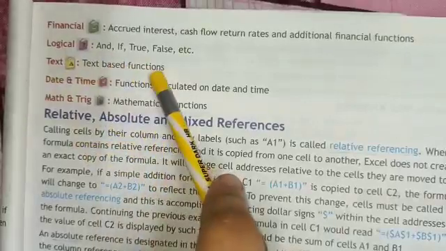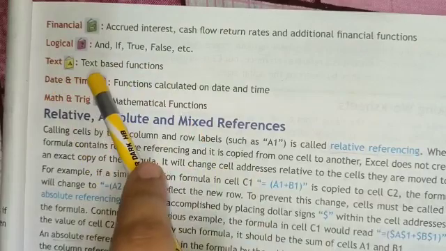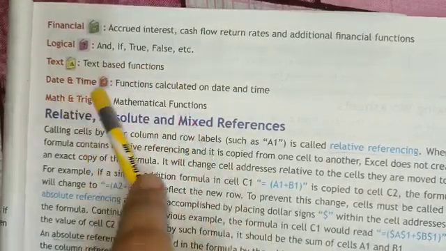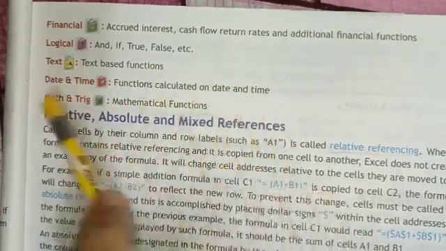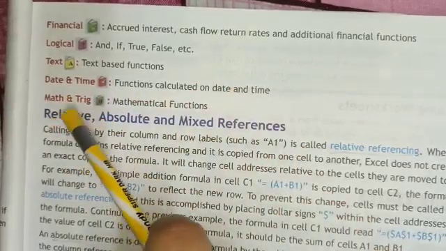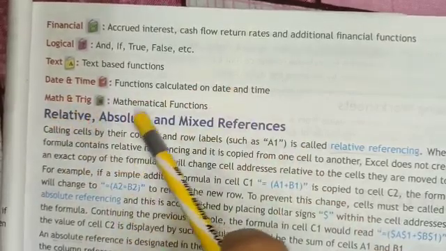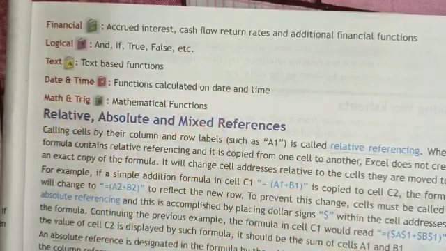Text functions use text-based functions. Date and Time functions calculate the date and time. Math and Trig are mathematical functions. This function calculates the mathematical functions.